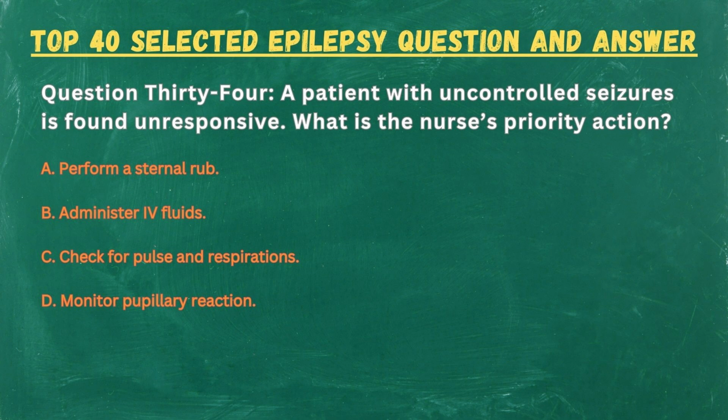Question 34. A patient with uncontrolled seizures is found unresponsive. What is the nurse's priority action? A. Perform a sternal rub. B. Administer IV fluids. C. Check for pulse and respirations. D. Monitor pupillary reaction. Answer: C. Check for pulse and respirations.